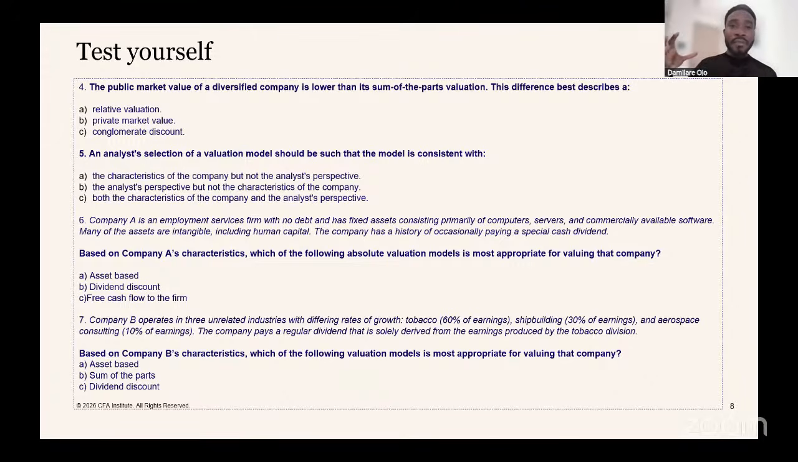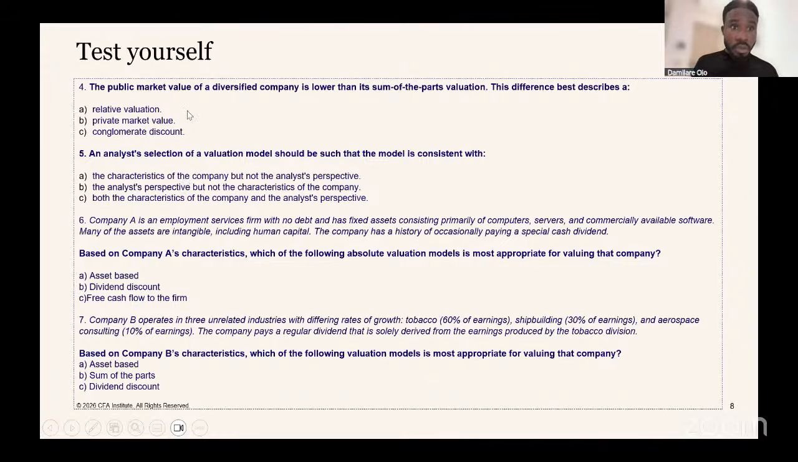So you have a company's valuation, and then you see that it is lower than the sum of the parts valuation. What would make the difference is most likely conglomerate discounts, because remember they said a diversified company. That is important in answering this question.